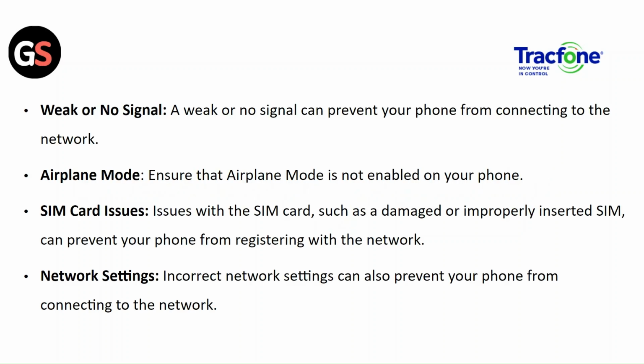Weak or no signal. A weak or no signal can prevent your phone from connecting to the network. Airplane mode. Ensure the airplane mode is not enabled on your phone. SIM card issue. An issue with the SIM card, such as a damaged or improperly inserted SIM, can prevent your phone from registering with the network. Network settings. Incorrect network settings can also prevent your phone from connecting to the network.